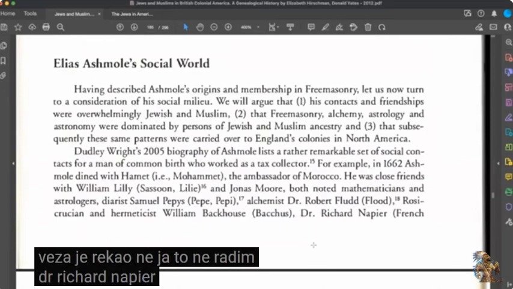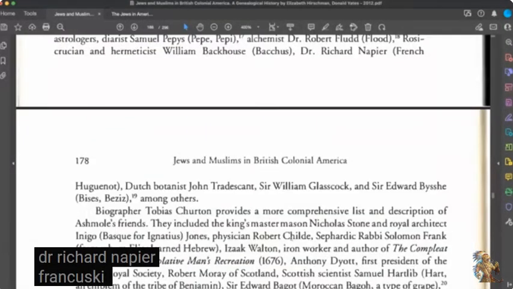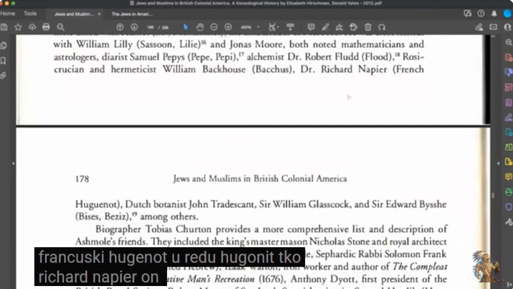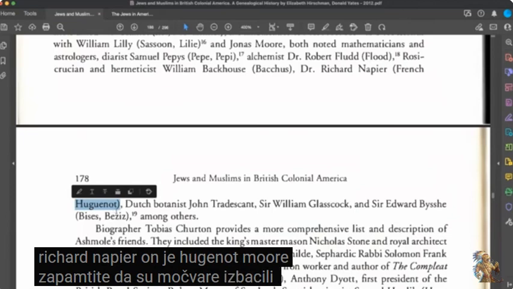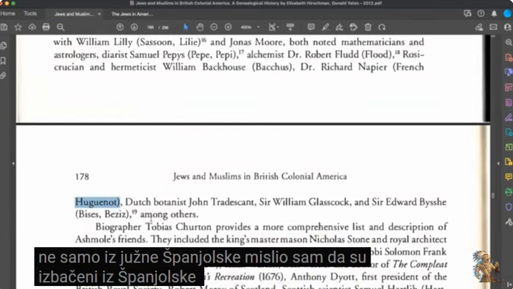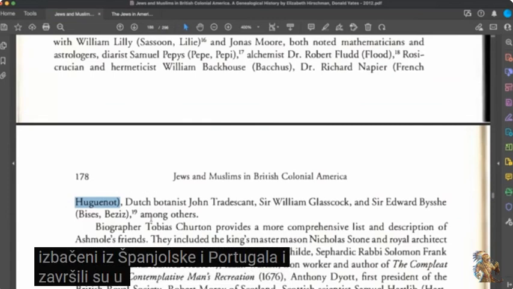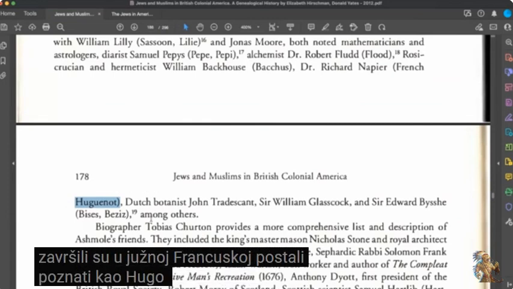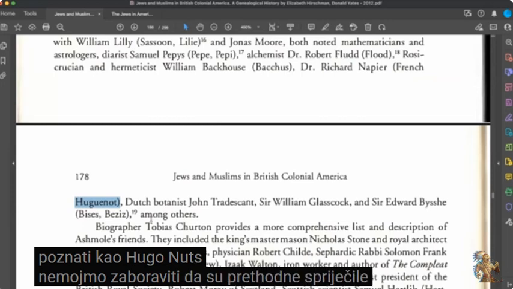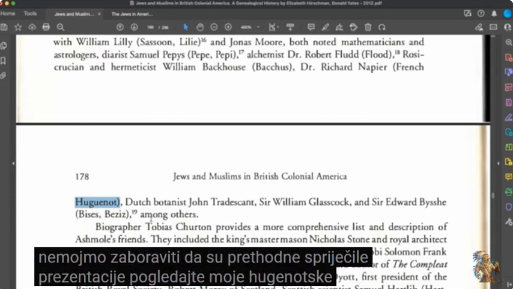Dr. Richard Napier, French Huguenot. All right, Huguenot. He's a Huguenot, Moor. Remember, the Moors got kicked out of southern Spain. Not just southern Spain, I meant they got kicked out of Spain and Portugal, and they ended up in southern France, became known as the Huguenots. Let's not forget that. Check out my Huguenot videos.